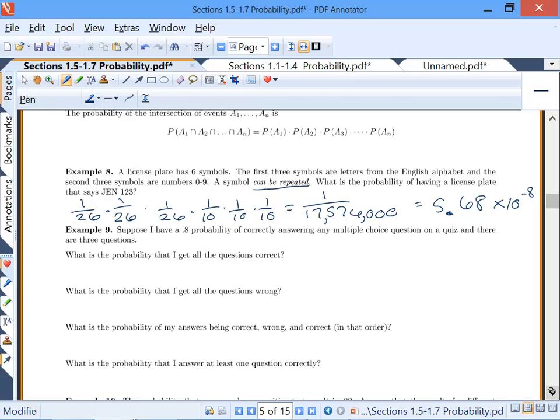This next example, we're going to do problems like this quite a few times. So let's say that I have a 0.8 probability of correctly answering any multiple choice question on a quiz, because I've studied enough now, and there are 3 questions. So what would be the probability that I get all the questions correct? So I want to get a correct, correct, correct.